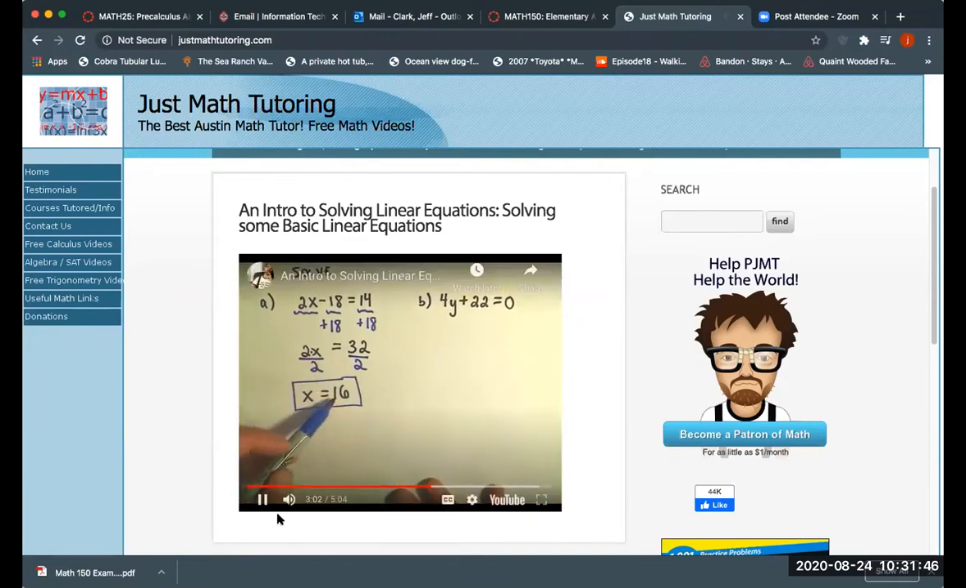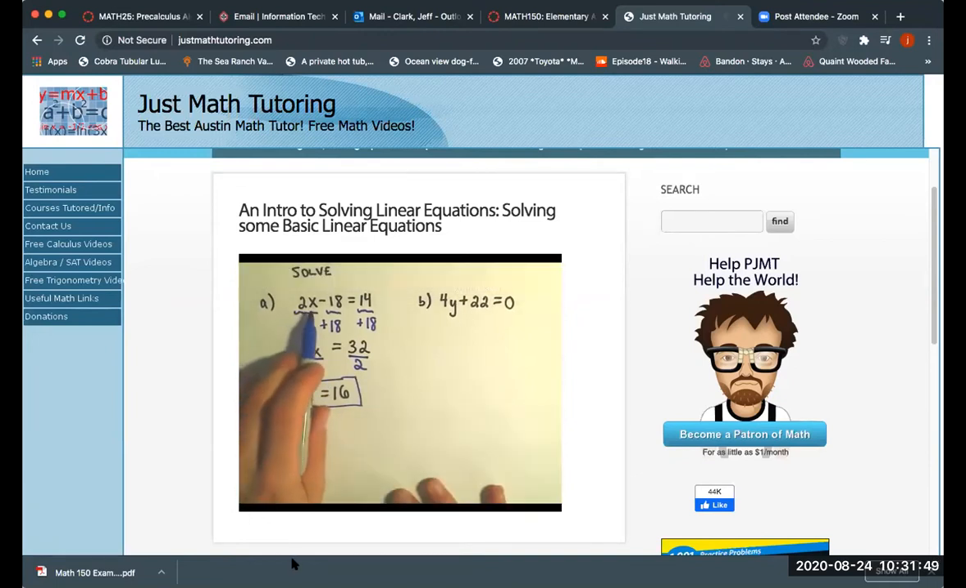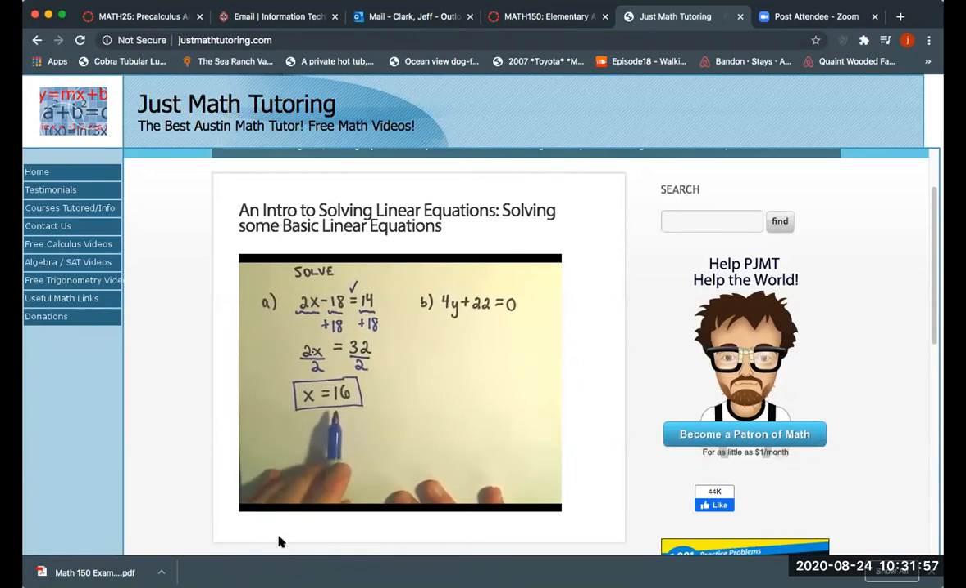So notice if you plug 16 back into the original, you get 2 times 16, which would be 32, minus 18. Hey, that would give you 14. So another important thing, you can always check your solutions.